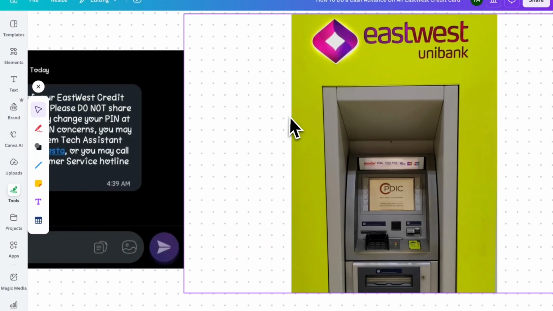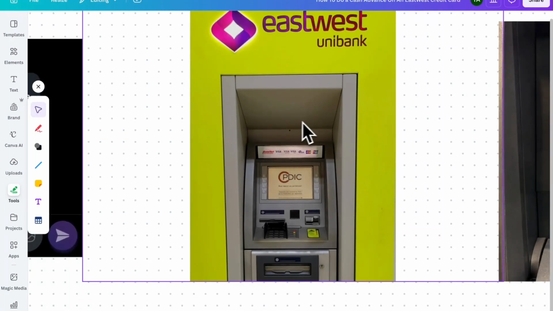And once you have that PIN, you have to go to preferably an EastWest Unibank ATM here, as you can see, or any other ATMs that, of course, also accept credit cards from EastWest. And then you're just gonna put your credit card in the machine and of course enter your PIN code.